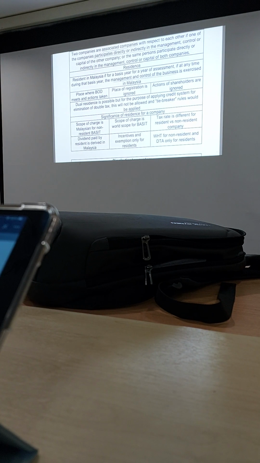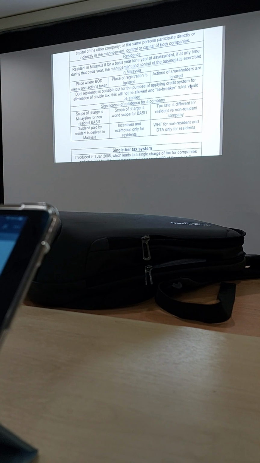Got it? Okay, now, dual residence is possible, but you will apply a tiebreaker rule. That means you could have management and control in two countries, so it becomes dual residence. Got it? Dual residence. That means Singapore company, Malaysia company.